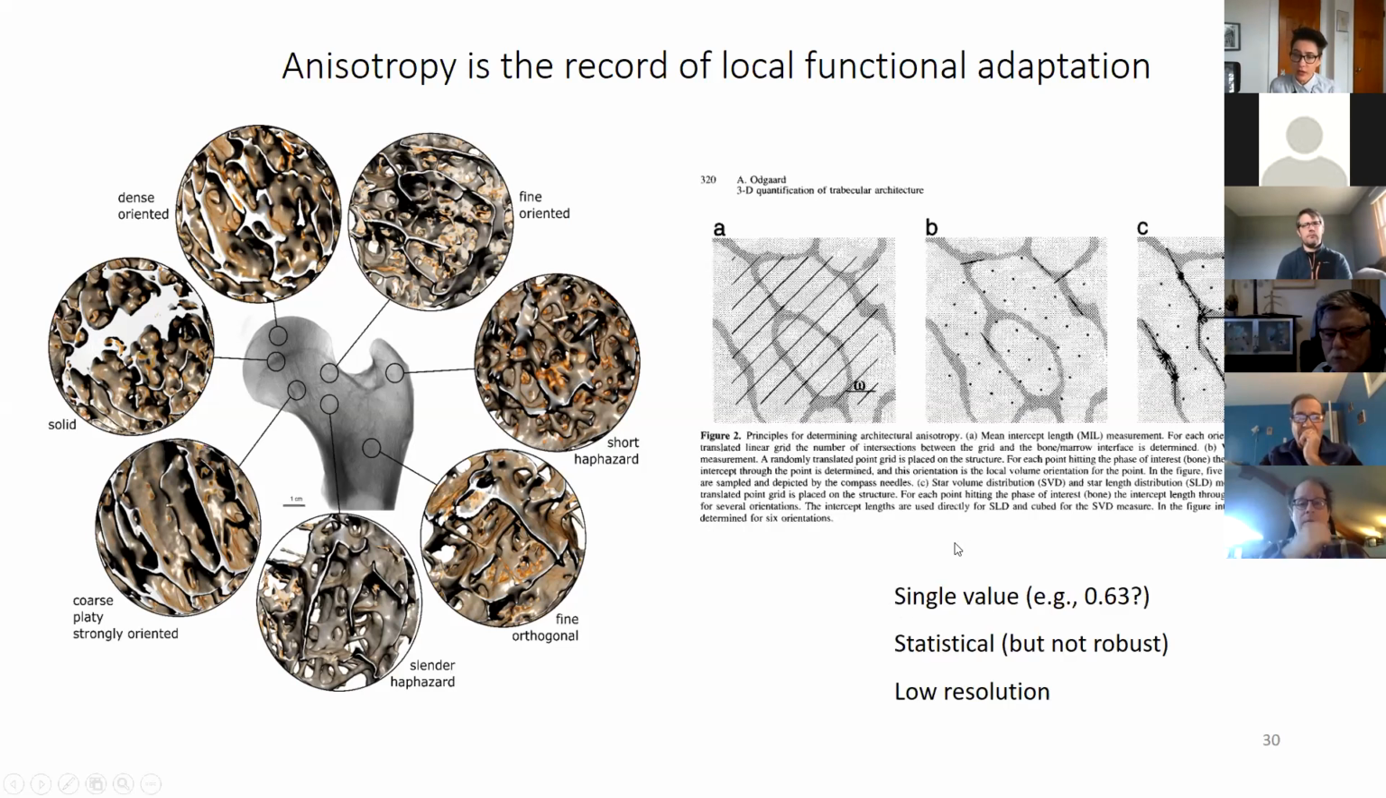And all these methods are statistical. So you need a certain amount of volume to draw these virtual lines, to compute their segments length, to build a tensor. And for that reason, it's of quite low resolution, because then this entire proximal femur of a human would have a certain anisotropy value, let's say 0.63, which doesn't tell me what it relates to, which aspects of the loading history of this specimen it reflects.